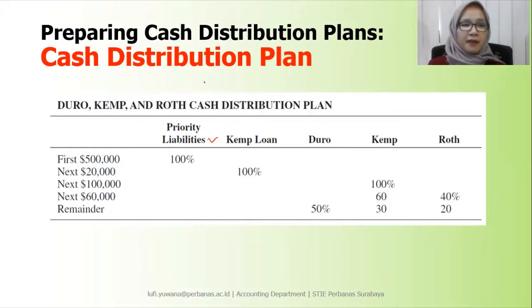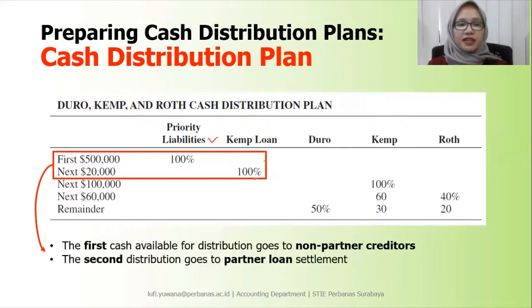So here, we remember that the amount of the priority liabilities or the non-partner liabilities is $500,000. Based on the principle in doing liquidations, we have to first distribute the cash to the other parties, regardless of the partnership itself. So we have to settle any accounts payable to the other parties. The amount of the liabilities to the other party is $500,000. Meanwhile, the partner's loan is $20,000, and both are assumed to be 100% as the percentage of payment or settlement. So the first step here is the distribution of the cash to the non-partner creditors, and the second step is the distribution of the cash to the partner's loan settlement.